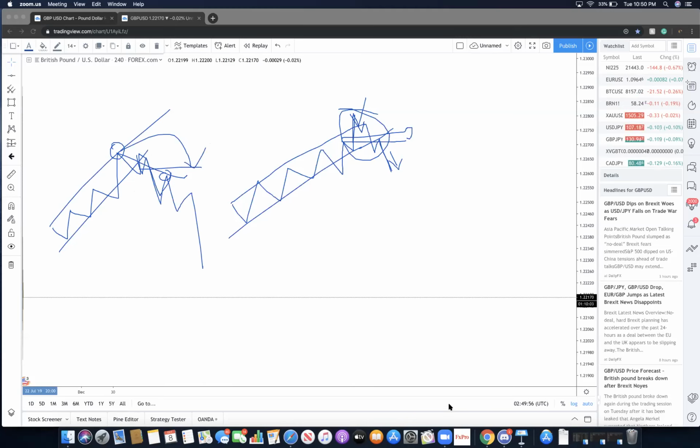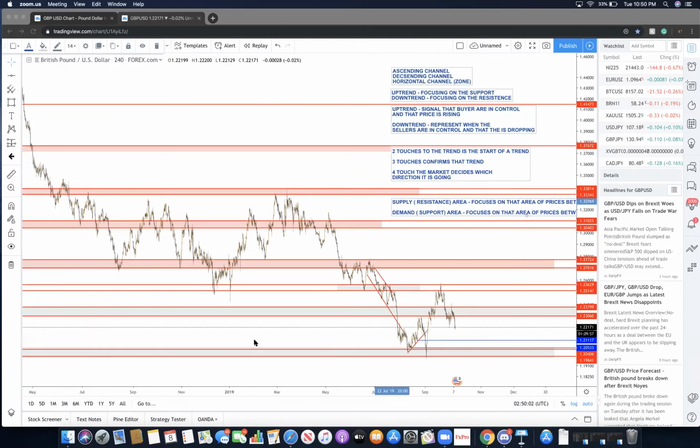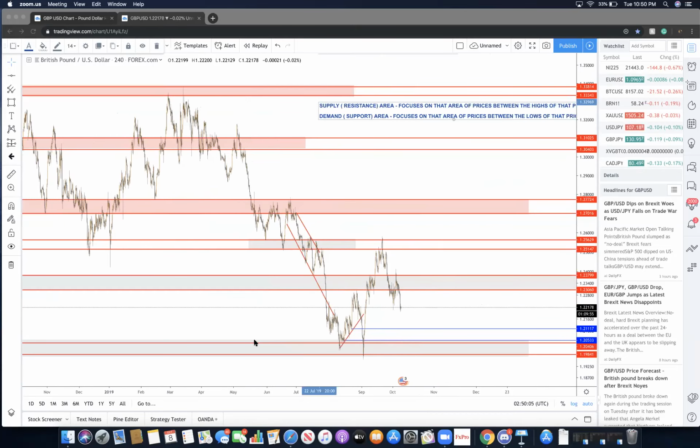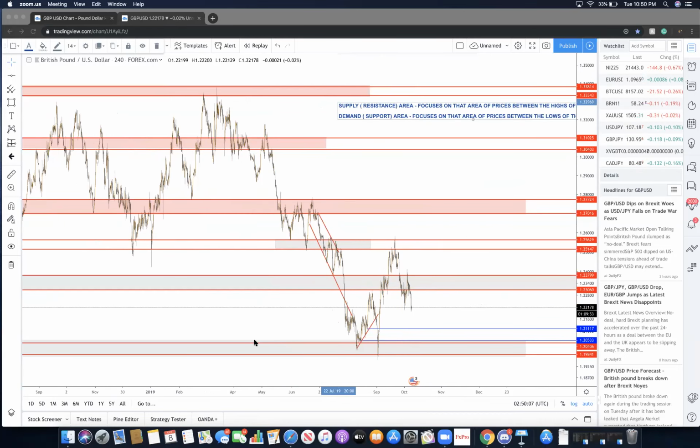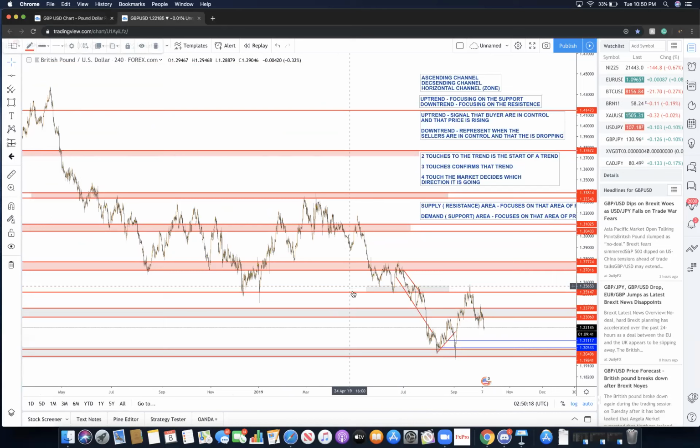For your homework, I want you guys to label and identify 3 zones: supply, demand, and the one in the middle, which is either supply or demand based off of what area. But either way, I want to see 3 zones. So let's say I'm going to erase a lot of these.